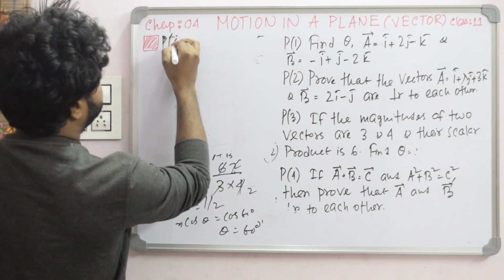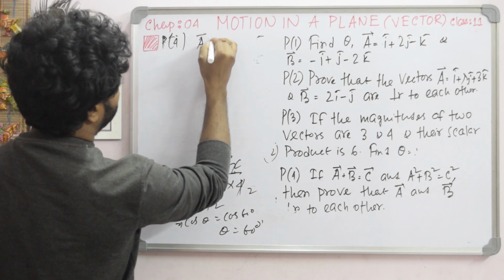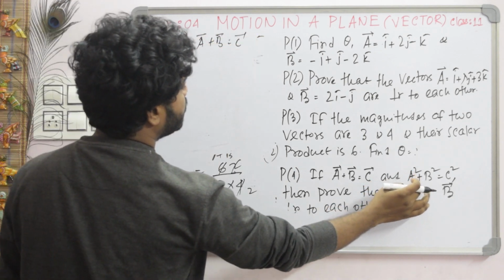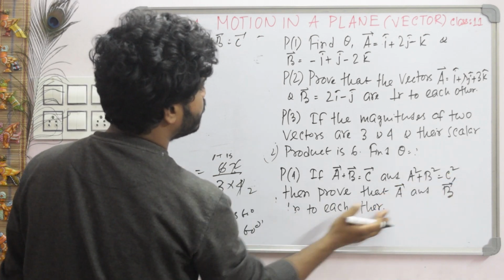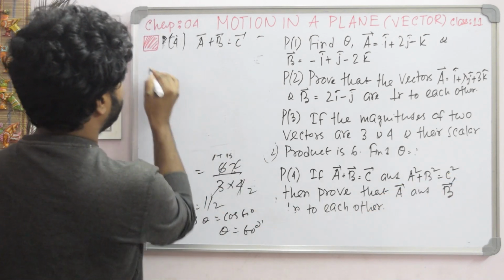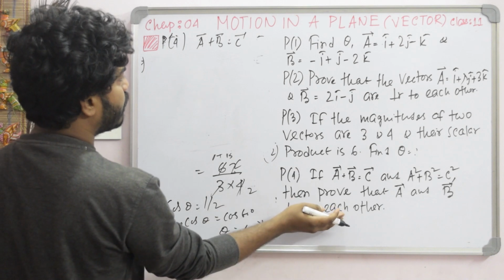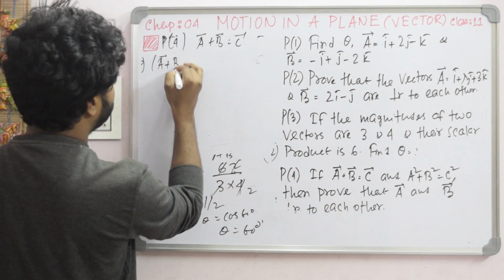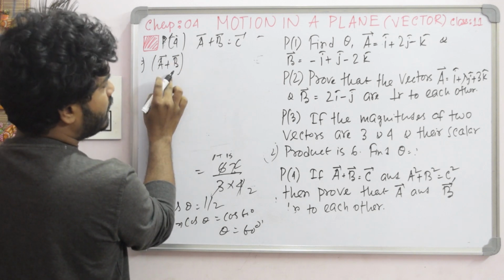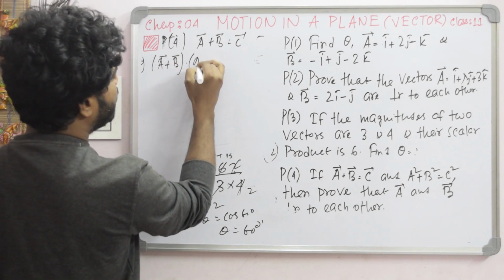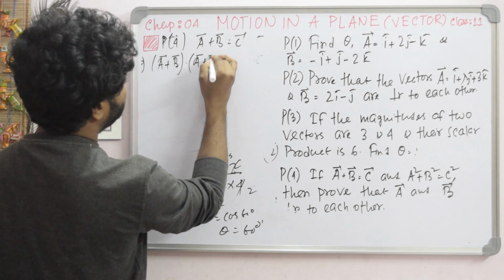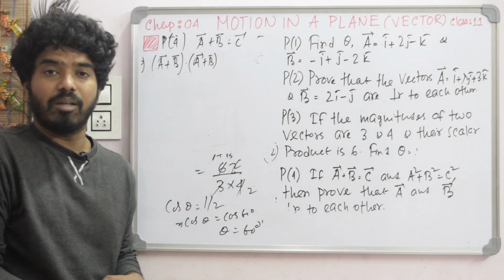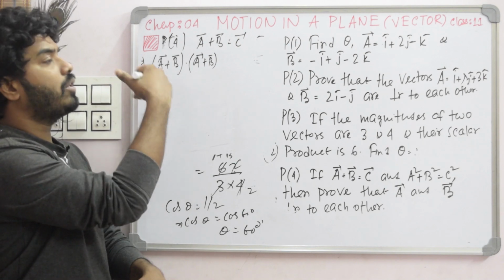Problem 4. Vector A plus vector B is equal to vector C, and another condition is given, A square plus B square is equal to C square. You have to prove A and B are perpendicular. For these types of problems, students, you just apply this method: A plus B dot with A plus B, that means the vector dot with itself.